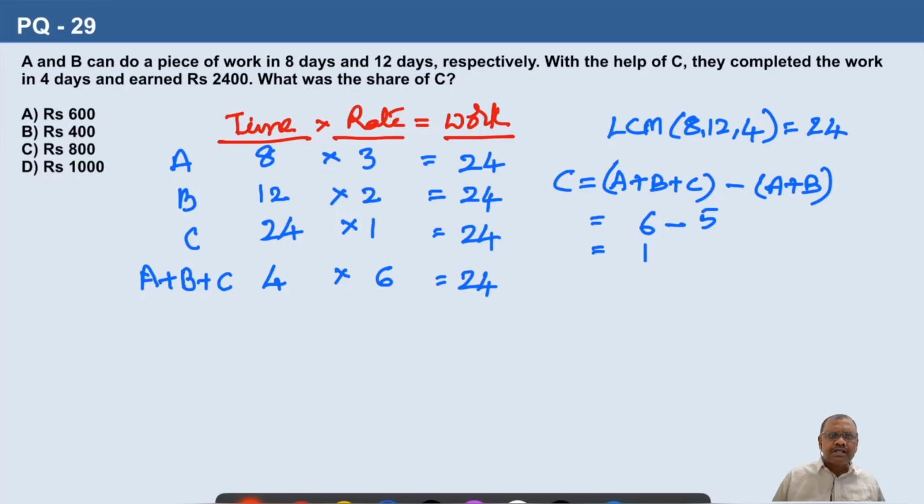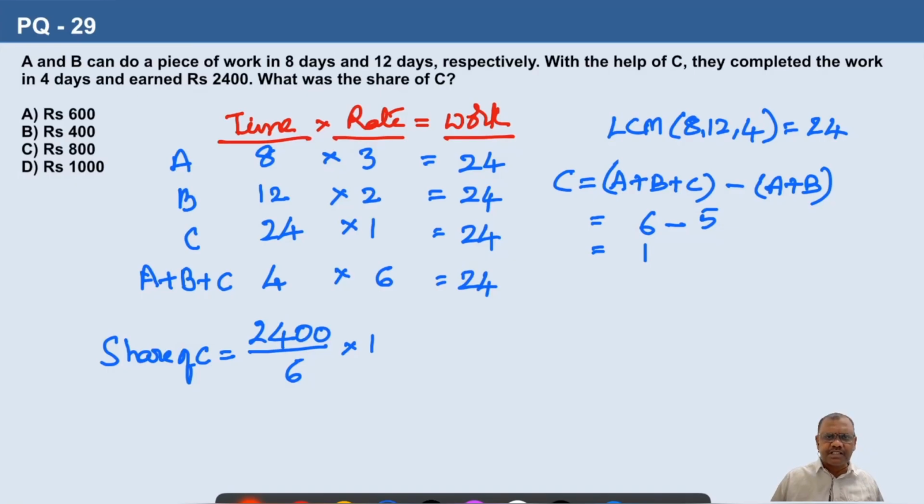So the amount earned is 2400 rupees. This should be shared in the ratio of their efficiencies, that is 3, 2 and 1. The total amount is 2400. The total efficiency is 6 and we are finding the share of C. Multiply with 1. The share of C is 1.